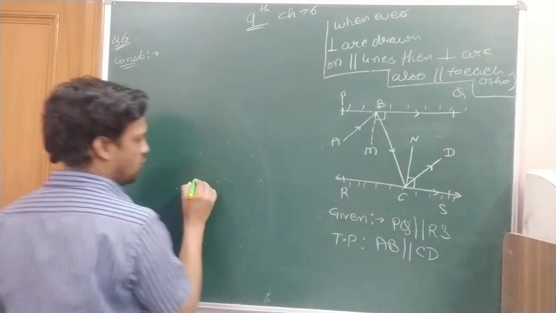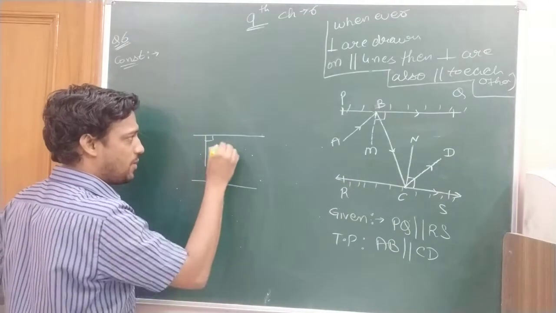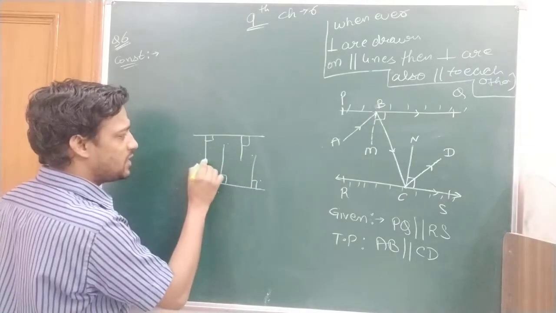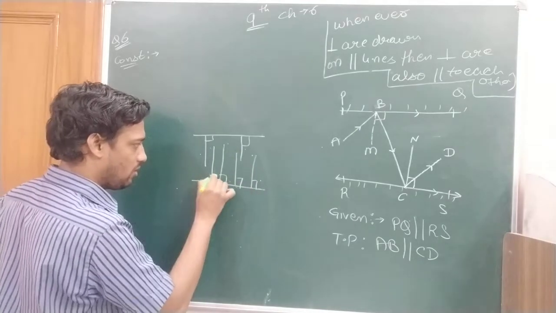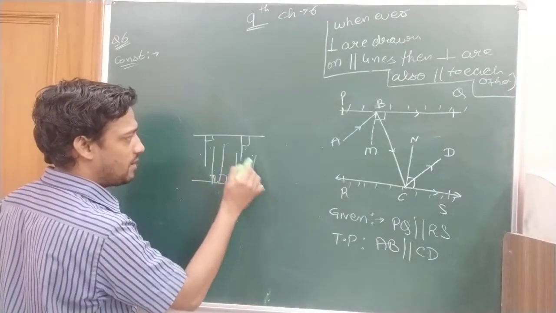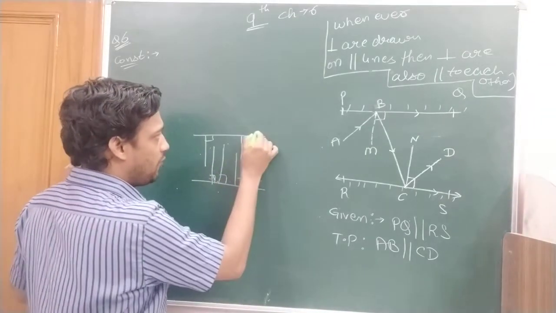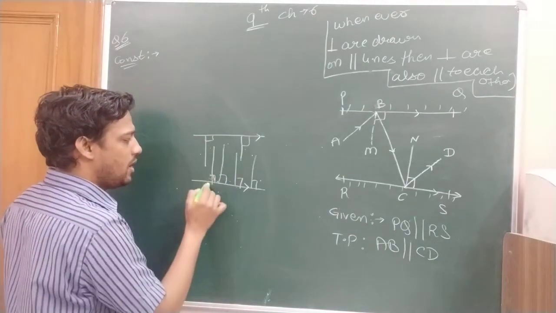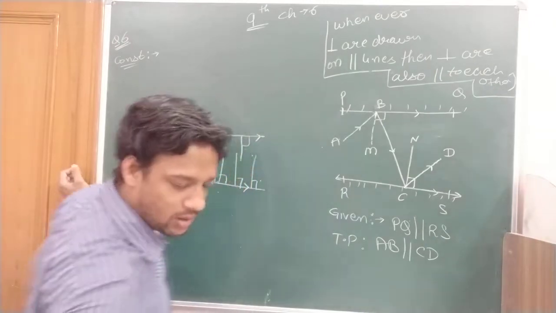Suppose you have two parallel lines. From here you draw a perpendicular, from here you draw a perpendicular, and so on. How many perpendiculars? 1, 2, 3, 4, 5, 6. All the 6 perpendiculars are parallel to each other. If two lines are parallel, then all the perpendiculars drawn in between these two parallel lines are parallel to each other. This is a theorem.